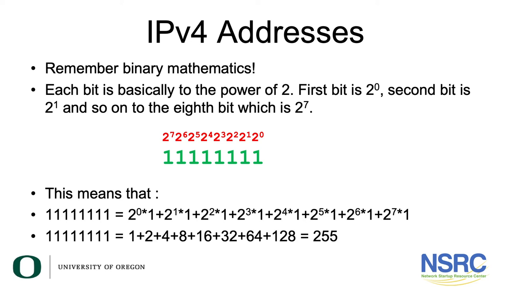If you do binary mathematics, it means that 11111111, this is 8 ones in binary, is the same as 2 to the power of 0 times 1, plus 2 to the power of 1 times 1, plus 2 to the power of 2 times 1, plus 2 to the power of 3 times 1, plus 2 to the power of 4 times 1, plus 2 to the power of 5 times 1, plus 2 to the power of 6 times 1, and 2 to the power of 7 times 1. If you expand that, you're going to have 1 plus 2 plus 4 plus 8 plus 16 plus 32 plus 64 plus 128, which will give you 255. As you can see on the screen, each bit corresponds to a power of 2.